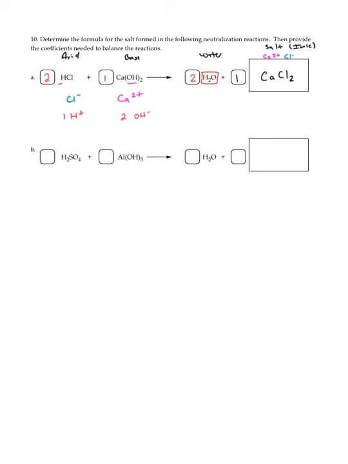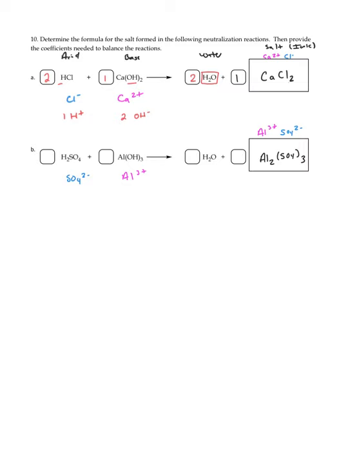If we look at our second example, what we can see here is we've got SO4 2 minus is our anion. Our cation here is going to be Al3 plus. And so our salt is going to be Al2. I need more than one SO4, so it goes in parentheses. So again, cross your charges to get your subscripts.